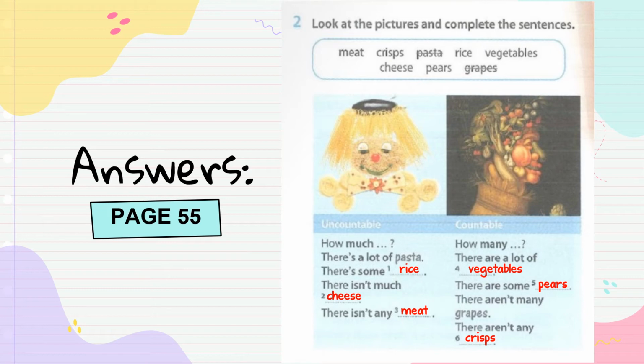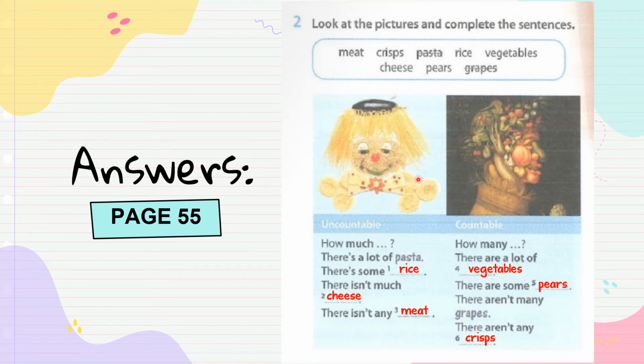So, these are the answers for practice 2. We are going to read together. Uncountable. How much? As you can see here, for uncountable we use much. There's a lot of pasta. There's some rice. Okay, you can see here in the picture, some rice. Okay, there isn't much cheese.